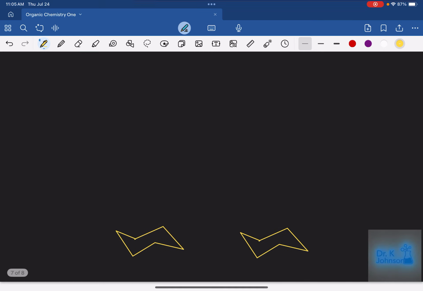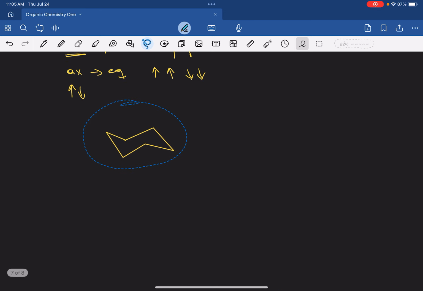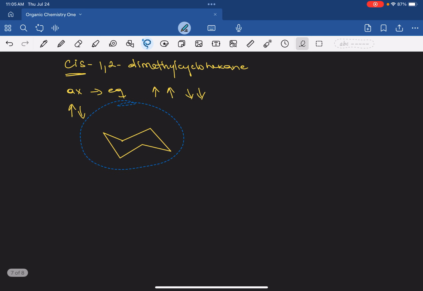I already have a chair drawn, so let me bring it up. Don't worry, if you forget how to draw chairs, just go back to the video on drawing chair conformations. So we're drawing cis-1,2-dimethylcyclohexane. Your ring portion is the cyclohexane portion. It's 6 carbons in here, right? 1, 2, 3, 4, 5, 6. That's the cyclohexane portion. On carbon 1 and 2, I have 2 methyl groups.